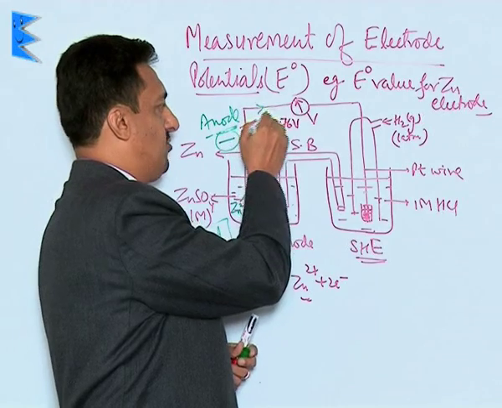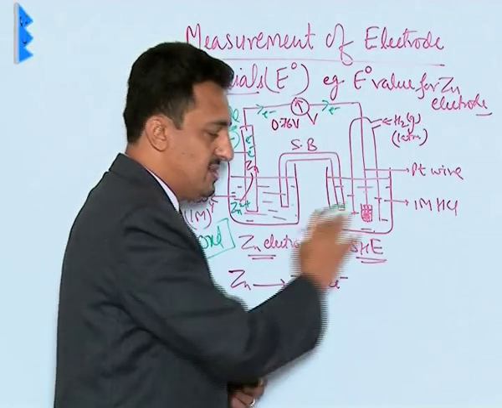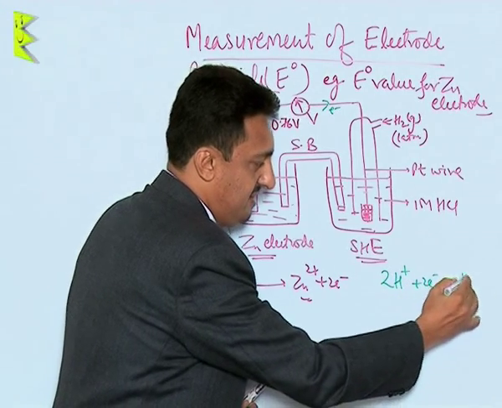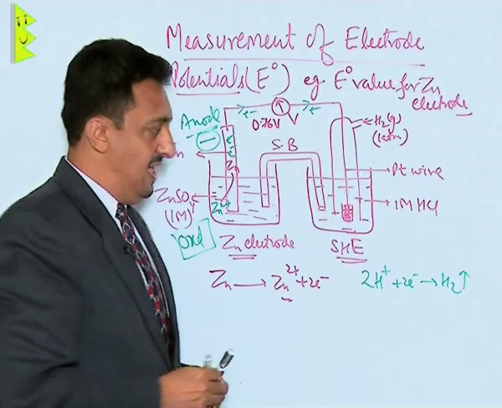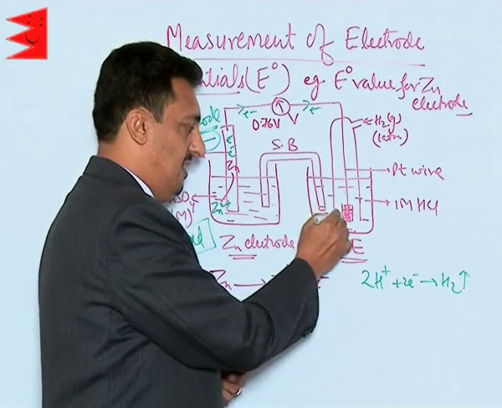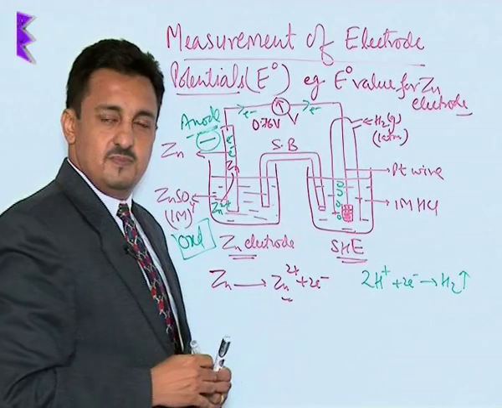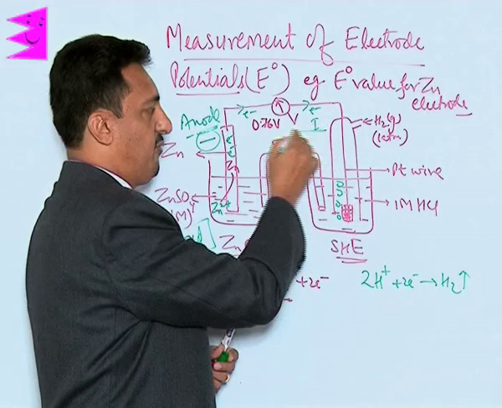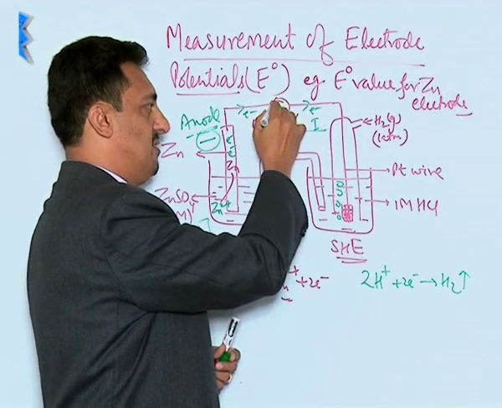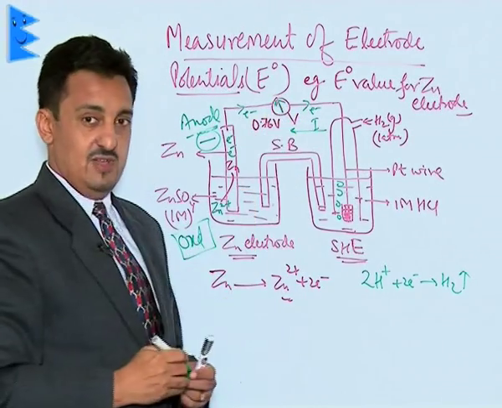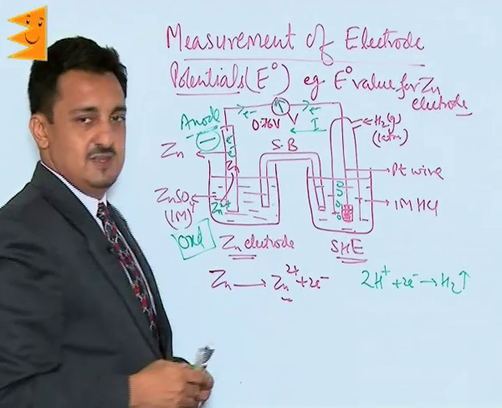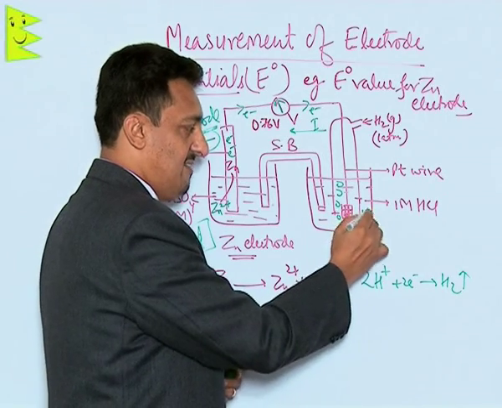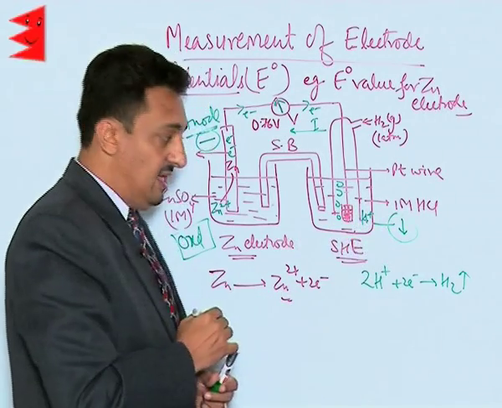Electrons start traveling towards this side because there is a potential gradient towards this side. Here two hydrogen ions accept electrons and get reduced, and they escape out in the form of hydrogen gas bubbles. So electrons are traveling from left to right, so the current will flow from right to left, and that is why the deflection of the voltmeter will show the direction of the flow of current, pointing towards the left hand side.